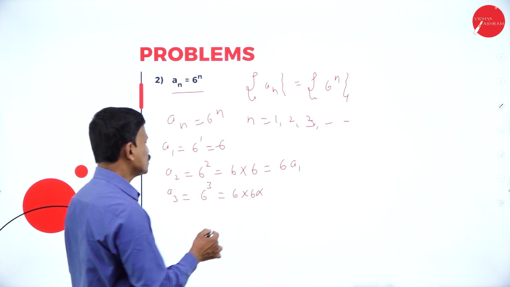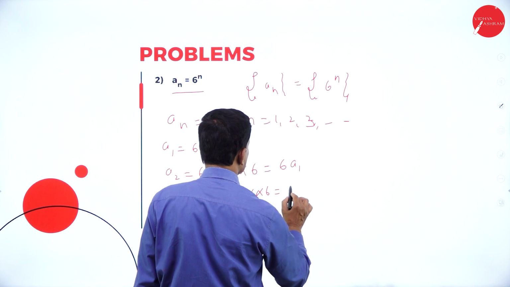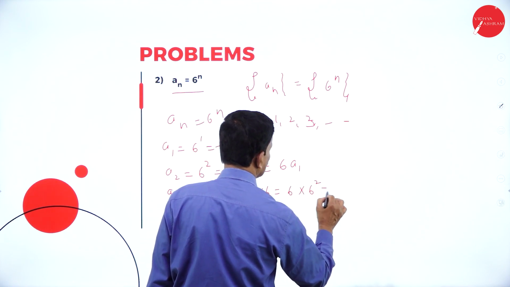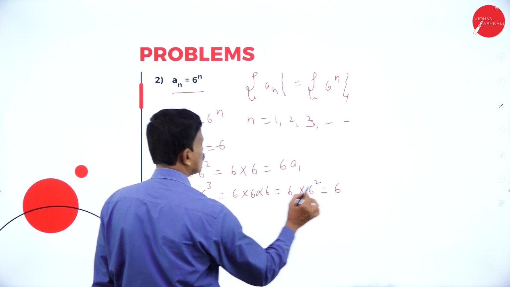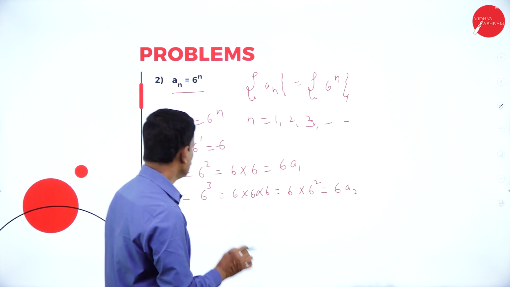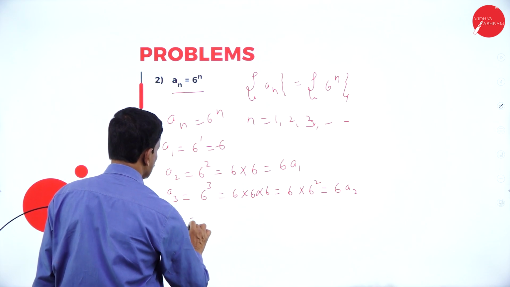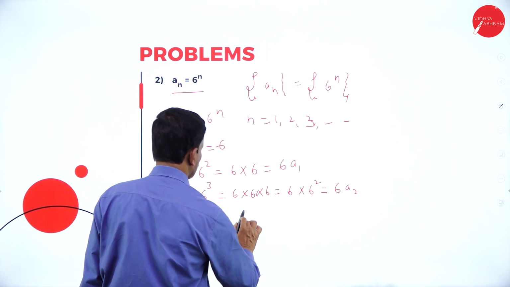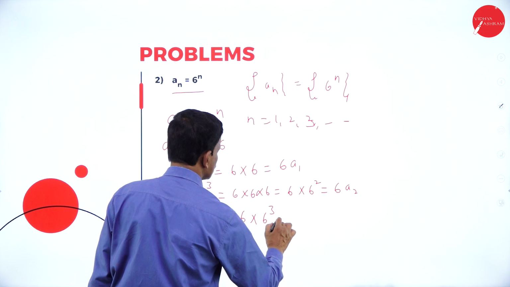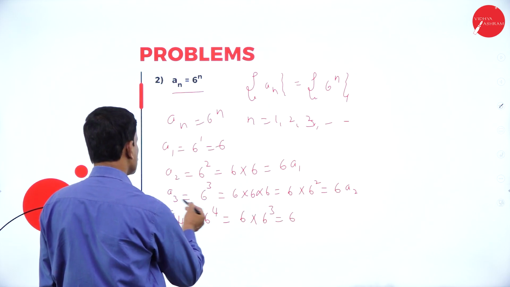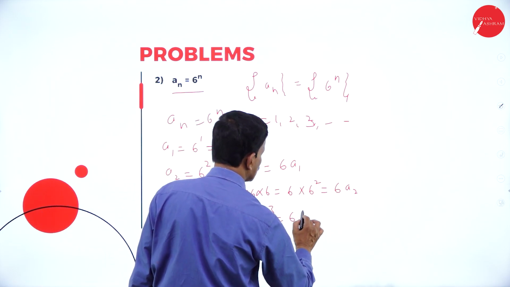6 cube means 6 into 6 into 6, that's equal to 6 into 6 square. 6 into what is 6 square? 6 square is equal to a2, right? Now let us put n is equal to 4. What is a4? 6 to the power of 4. 6 to the power of 4 can be written as 6 into 6 cube. What is 6 cube? 6 cube is nothing but a3, here it is.